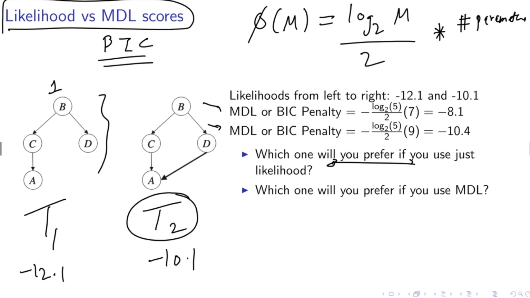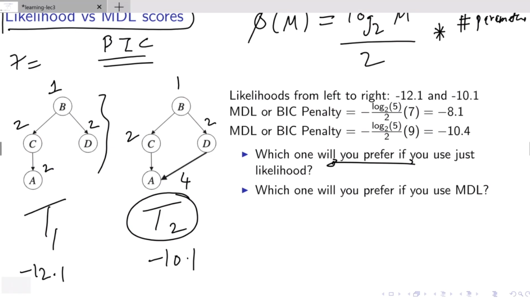C has one parent, so the number of parameters for C is 2. D has one parent, so the number of parameters for D is 2. A has one parent, so the number of parameters for A is 2. So it's 2 plus 2 plus 2 plus 1, which is equal to 7. Let's count the number of parameters that the second Bayesian network, T2, has. This one has 1, C has 2 again, D has 2, but now A has 4. So the number of parameters here is 4 plus 2 plus 2 plus 1, which is equal to 9.